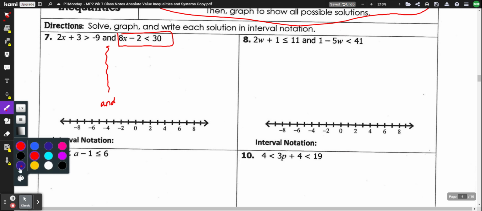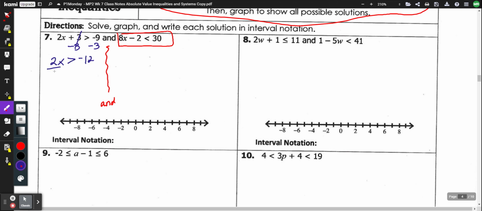So for the first one, I'm going to subtract 3 from both sides. Then I'll have 2x greater than -12. Divide both sides by 2. I'm going to have x is greater than -6. This one I'm going to mark x at negative 6 with the open circle, and it's greater than. Before I write it on the number line, I want to indicate that it's going to go this way.